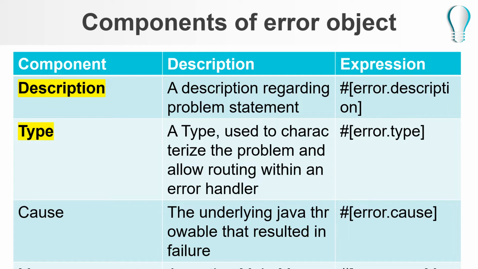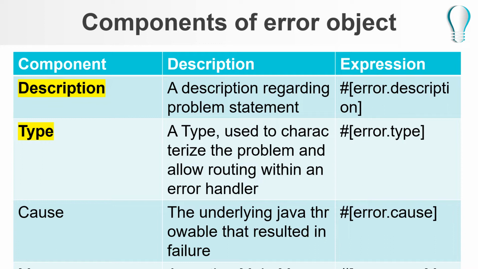Description means a description regarding the problem statement. It is stored under the expression error.description. Type is used to characterize the problem and allow routing within the error handler. It can be extracted via hash error.type. The rest are cause, message, and child errors.